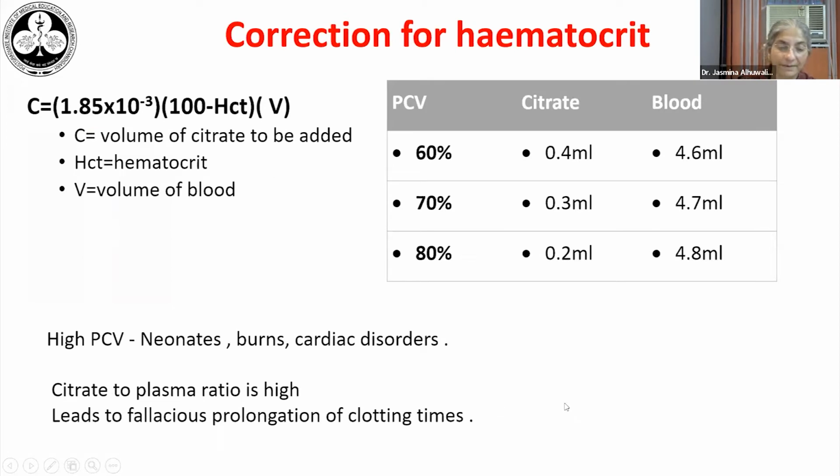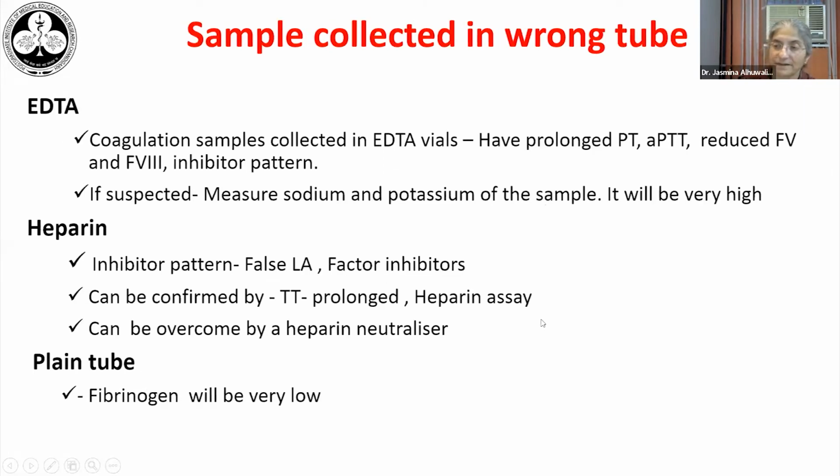In children who have high PCV, neonates that is, or in people with burns or cardiac disorders, we need to ensure that the citrate is not in high quantity for the small amount of plasma present in these samples, because that would lead to a fallacious prolongation of the clotting time and lead to further reflex testing. So there is a formula which can be applied to this, which tells us how much citrate needs to be added to the tube, or even a rough guide which tells us that if the PCV is between 60 to 80%, how much of citrate we need for how much of blood. Obviously, this has to be done before the citrate sample is collected.